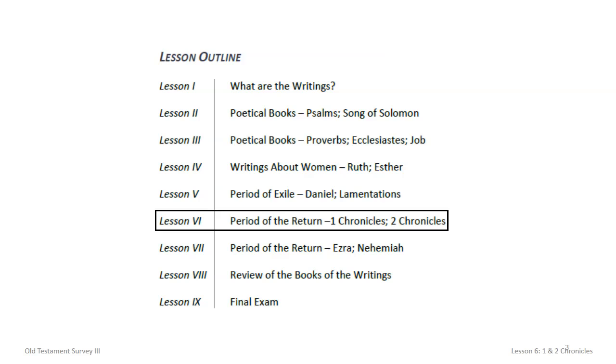Take a quick look at our lesson outline. We'll see where we are here. We're getting really close to the end of this particular session. We've got this one, and then the next session we'll be looking at Ezra and Nehemiah, which will be the actual last teaching session. And we'll follow that with the review of all of our books that we've looked at during this particular time, and then the final exam will follow that.